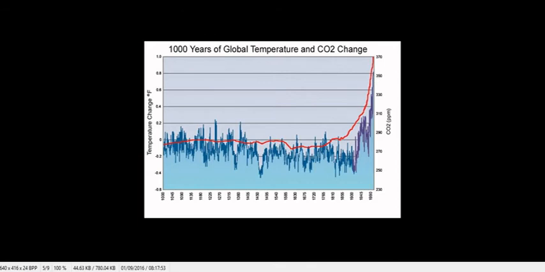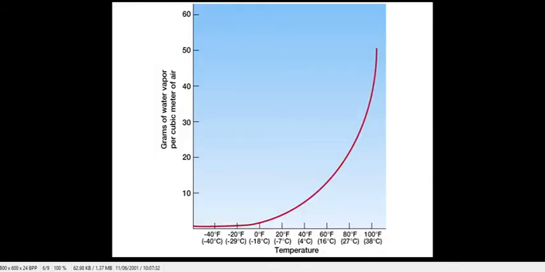What does this mean? In terms of impacts, one of the most important things to realize is that the more energy in the atmosphere, the greater the ability of the atmosphere to carry water vapor. So this is grams of water vapor per cubic meter of air. The capacity of air to hold water goes up exponentially as the temperature rises, meaning that there's a lot more water in storms, a lot more potential for great rainfall, for torrential rains.